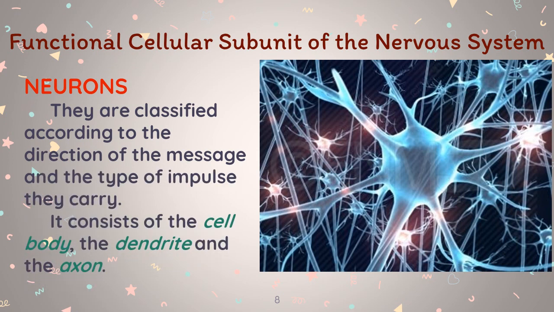The basic unit of the nervous system is the nerve cell. Nerves are bundles of long, thin cells called the neurons. A neuron consists of a cell body containing the nucleus and two kinds of fine thread-like branches, which are the dendrites and the axons.